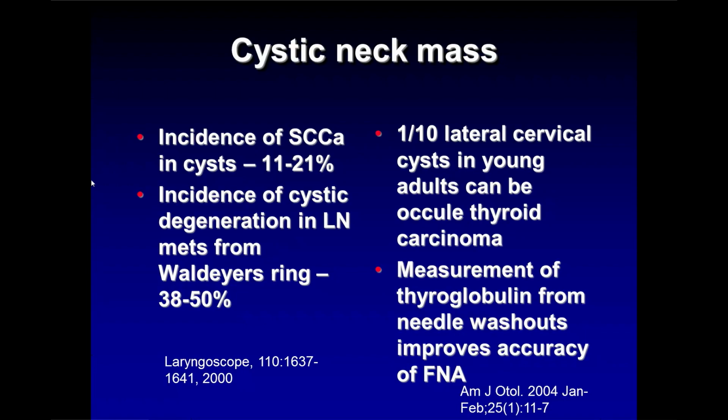Another point is that these cystic lymph nodes can also be thyroid malignancies. So this is misspelled, but occult thyroid carcinomas. 1 in 10 may present as a lateral cervical cyst in young adults. That's why it's recommended when you do an FNA to consider measurement of thyroglobulin from needle washout, which may improve the accuracy of the FNA. So for those patients that I feel have a higher risk of having a thyroid malignancy, getting that thyroglobulin washout improves your diagnostic accuracy of the FNA for a cystic neck mass.